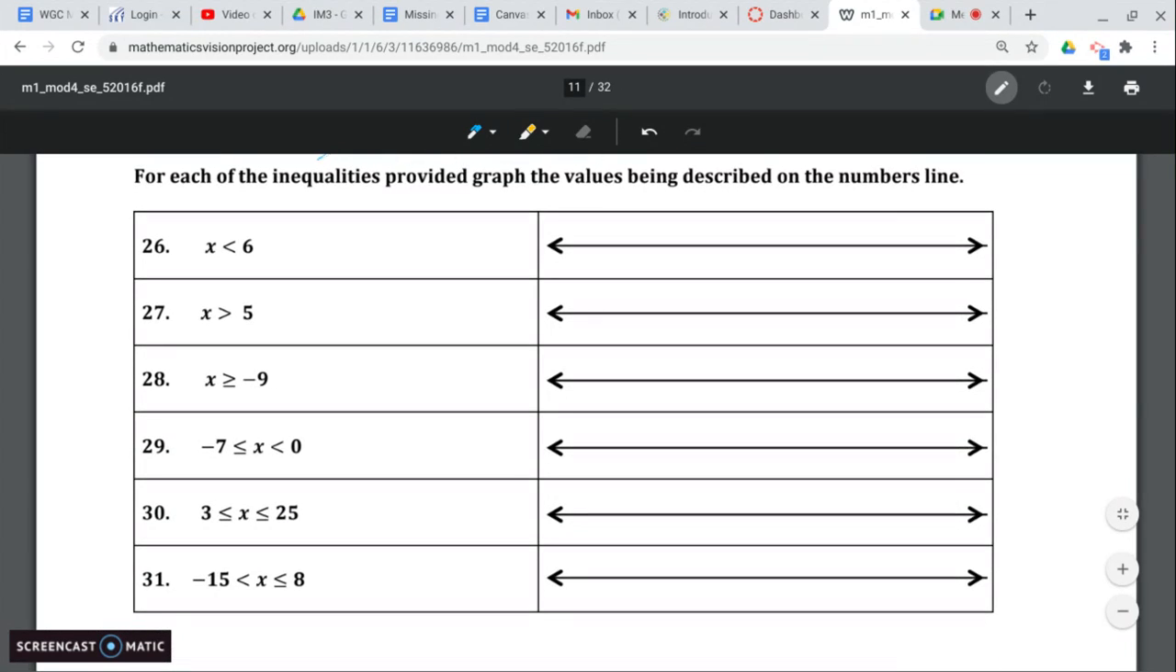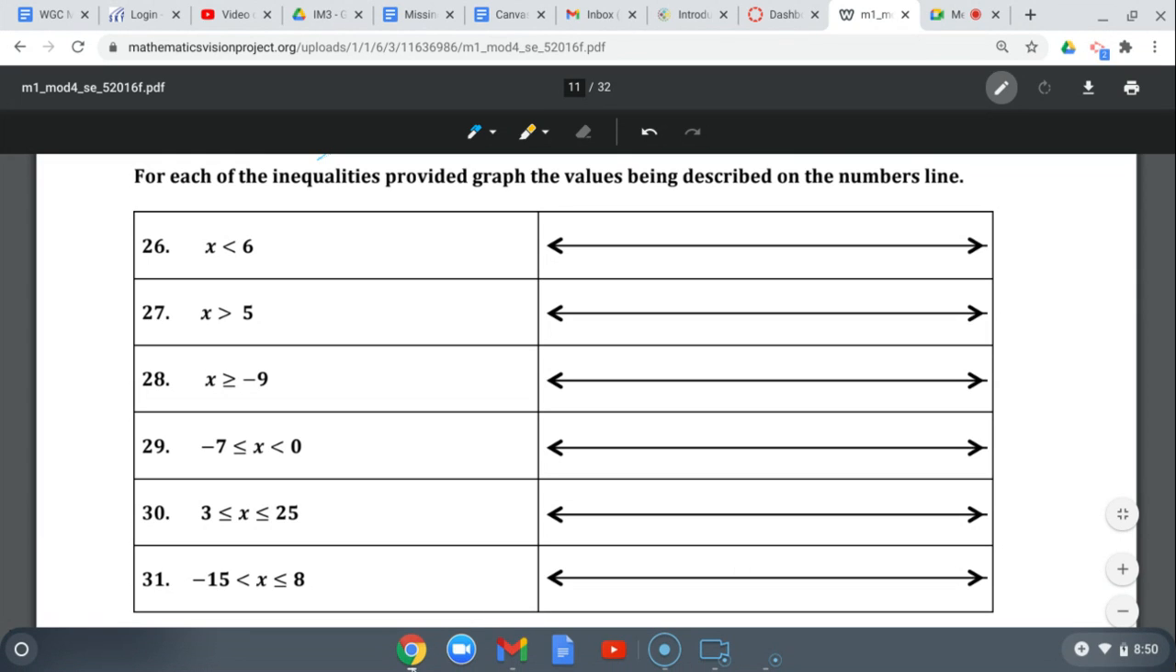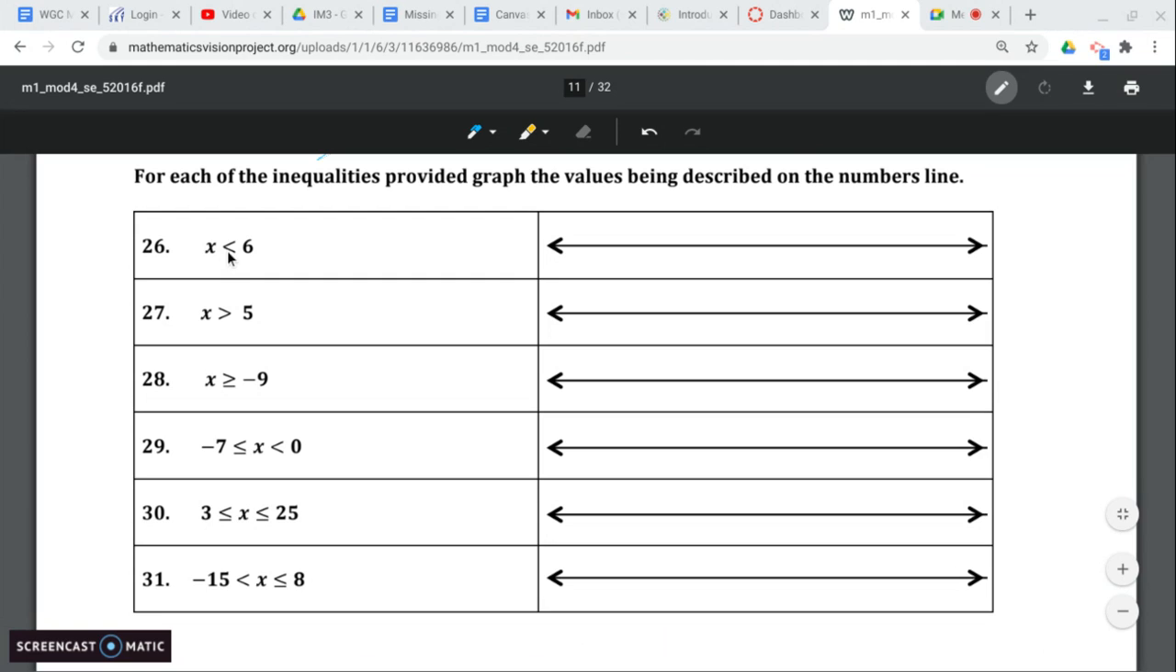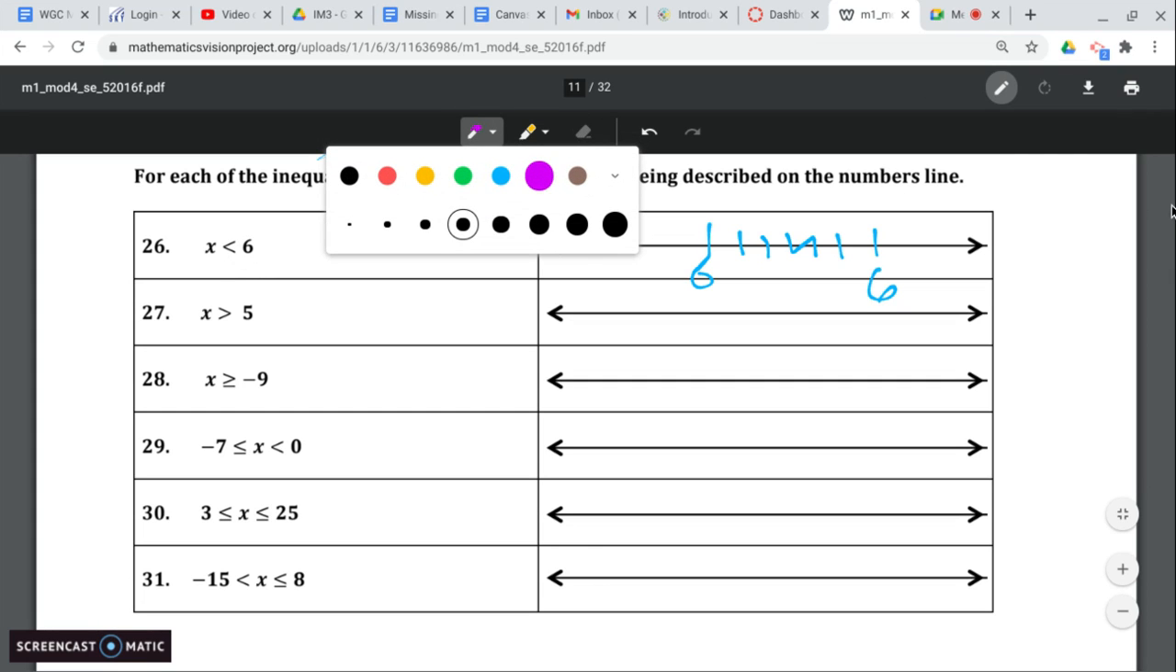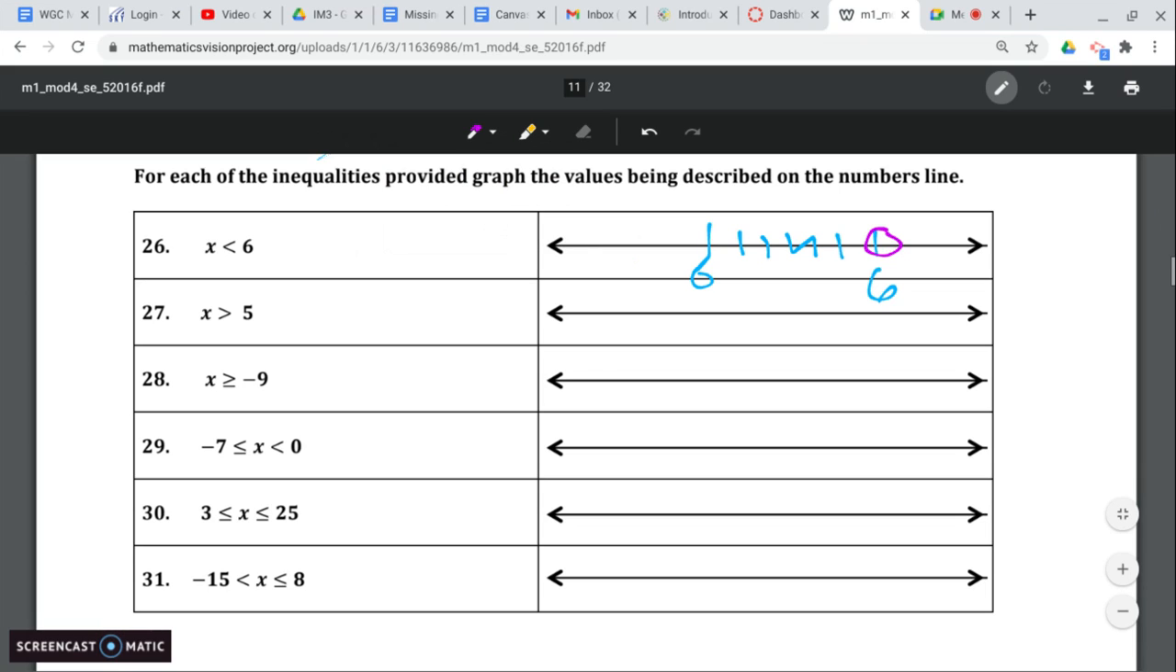All right. For each of the inequalities provided, graph the values being described on the number line. I don't know why it says numbers. For 26, we have x is less than 6. So we come over to our number line. It's always good to mark where 0 is on our number line. So there's our 0. And then we have 1, 2, 3, 4, 5, and 6. So here is 6. Now, we have just a less than symbol. So that means we are going to have an open circle here at 6.